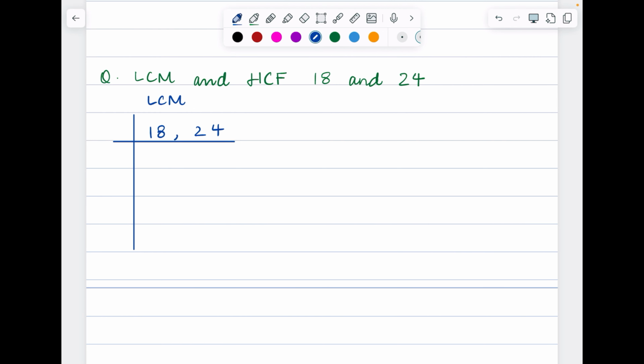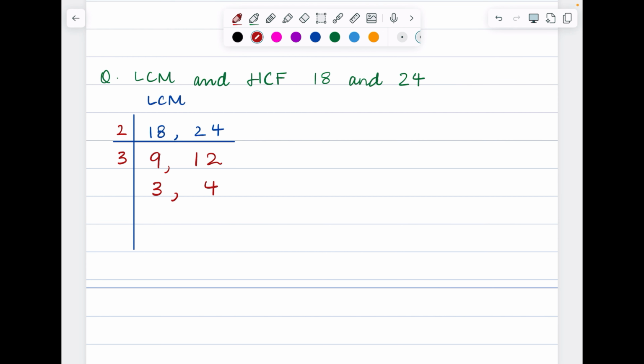Now for LCM, as discussed earlier, we're going to keep on dividing until we have 1 for both the numbers at the end. So first of all, 18 and 24, let's divide them by the common number. I think 2. Yes, 2. So 2 times 9 is 18 and 2 times 12 is 24. Now 9 and 12, both are divisible by 3. So I'll just divide by 3. 3 times 3 is 9 and 3 times 4 is 12.